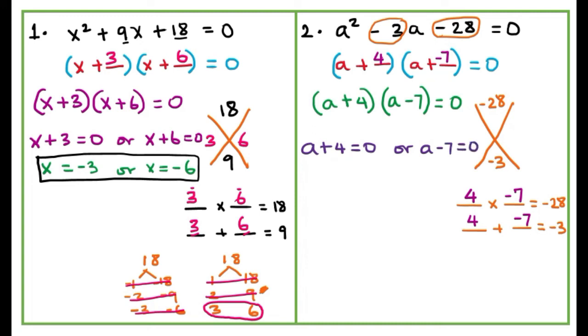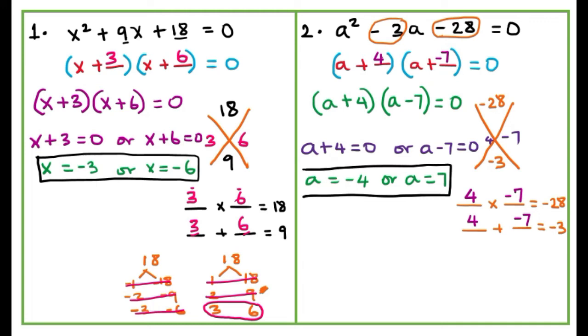So we see that now a will be negative 4, or a will be 7. So this becomes our final values of a.